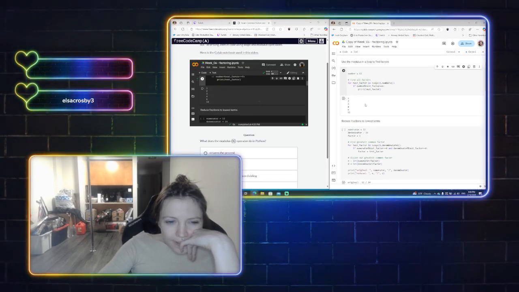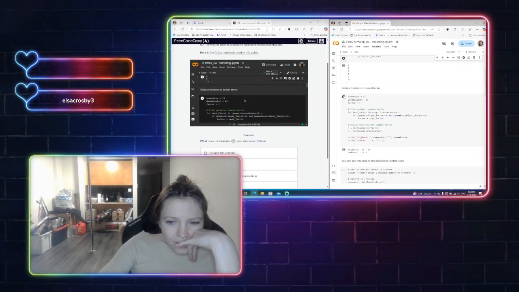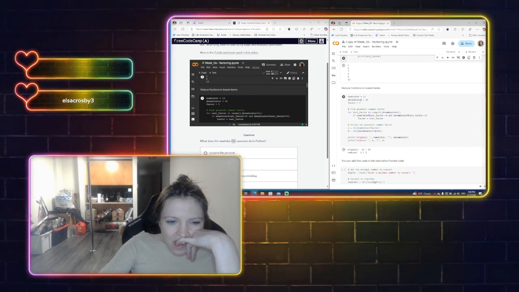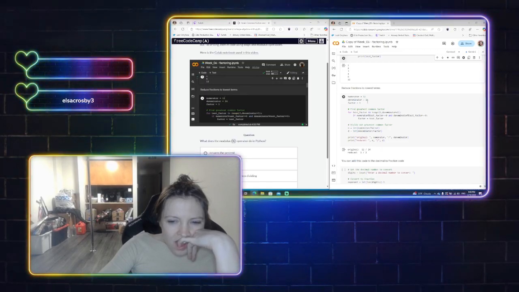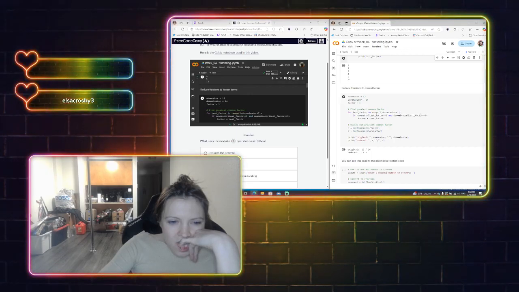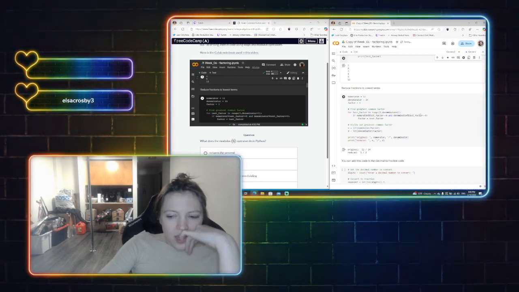Okay. So how can I reduce fractions to lowest terms? Let's take a look at this, and I'm defining more variables here. My numerator, let's call it 12. Denominator, 24. Now we know that this is going to reduce to 1/2. And I'm going to define a variable called factor, which is 1. That will be a factor, and who knows, for some things that might be the greatest common factor.